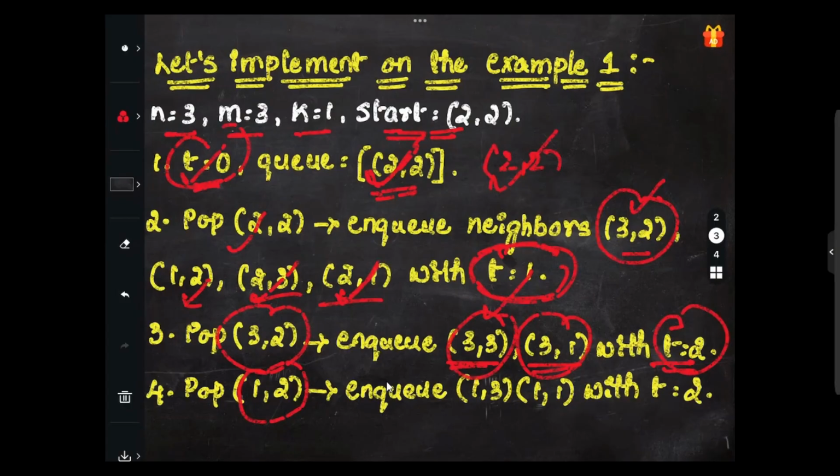So previously t was equivalent to 2. Now also it will be t equals 2. We are considering when t equals 2 itself, right? So when t equals 2, we are popping 3 comma 2 and 1 comma 2. That is the reason we are not considering 3 comma 3 next, right? So here we are popping 3 comma 2 and enqueuing 3 comma 3 and 3 comma 1 with t equals 2. We are going level by level, right? So we will pop 1 comma 2, another one, and enqueue its neighbors 1 comma 3, 1 comma 1 with t equals 2. So this is fine.